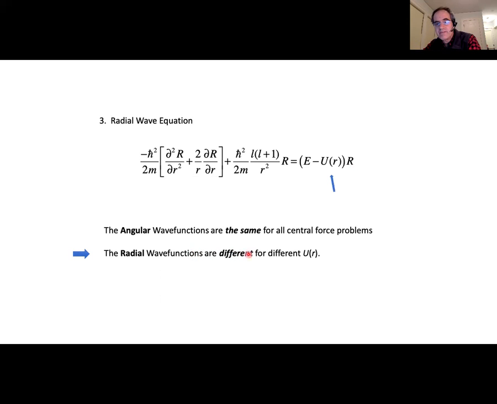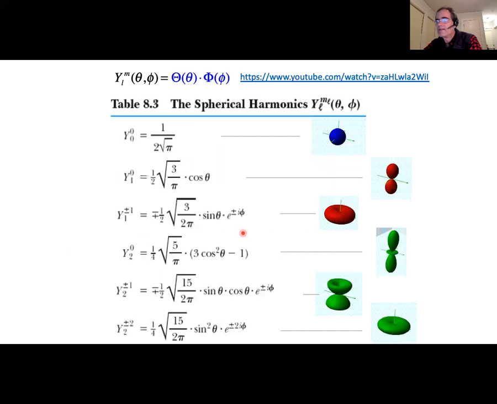By the way, now can you see why those solutions looked like this? Why the angular part of the wave function looks like the atomic orbitals? It's because the hydrogen atom is a central force problem, so the angular part of the wave function for the hydrogen atom has to look like this, okay? But that's also true for all the other central force type problems that are out there.